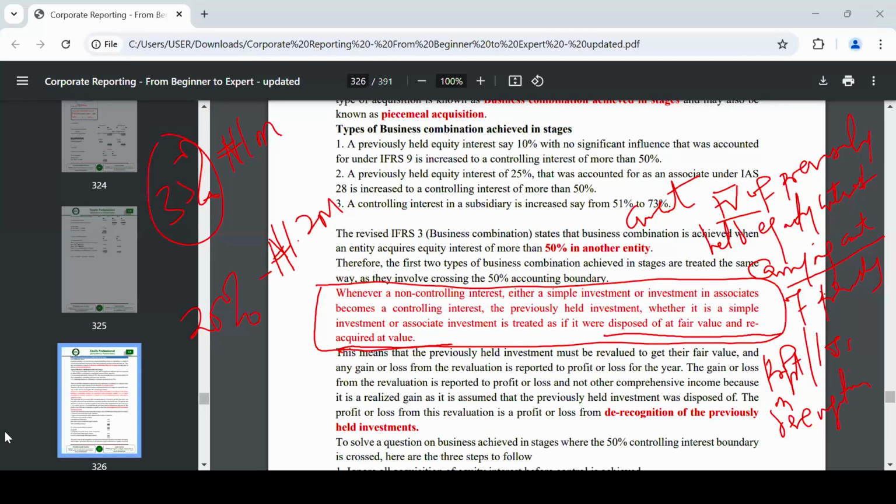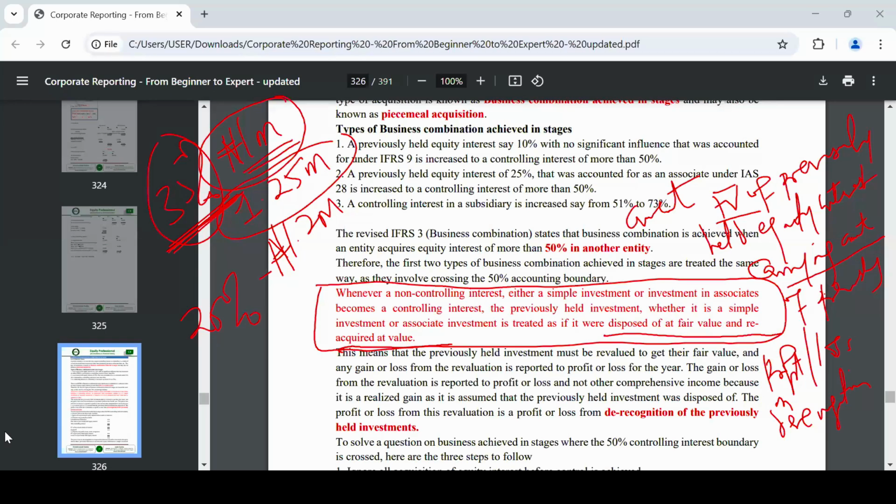Now, what we are saying is this. This is the previously held investment. This previously held investment, we are going to calculate what is now the carrying amount of this 1 million. It cost us 1 million naira. Perhaps we have had additional associate share of profit, let's say to the tune of 250, meaning that your carrying amount is now 1.25 million. Your associate investment has a carrying amount of 1.25 million.